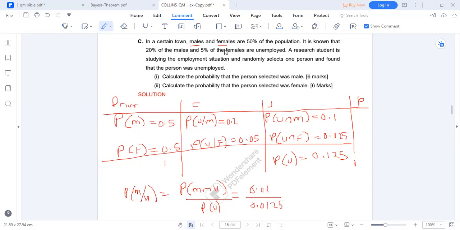Correct. All right, then in this stead, how do we get the probability of M given U? It's 0.1 over 0.125. What are you getting? 0.8. 0.8, correct.